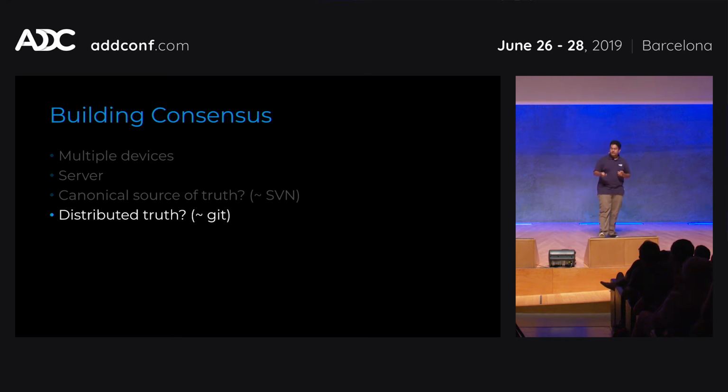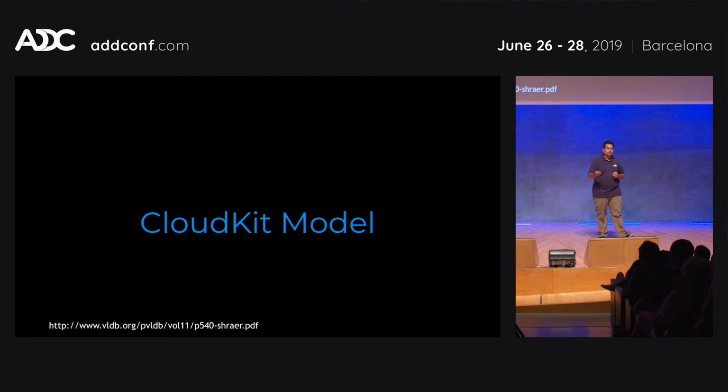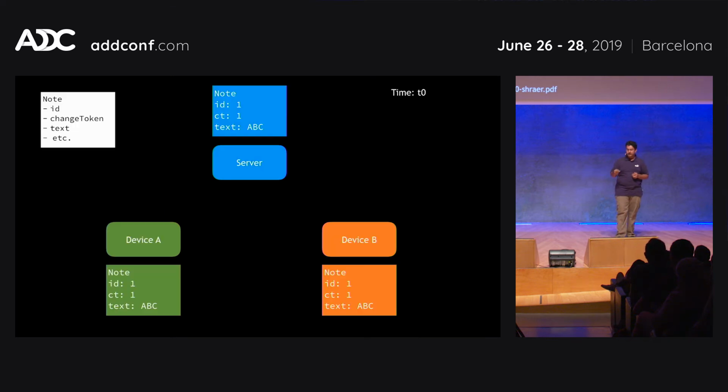So what I'm going to do next is walk through what CloudKit does, right? All of what I'm going to tell you is documented in a paper that was written by Alexander Schreer. We'll get into some parts of the paper, not the whole thing. Like all good programmers, we'll start with a zero index of time t0.